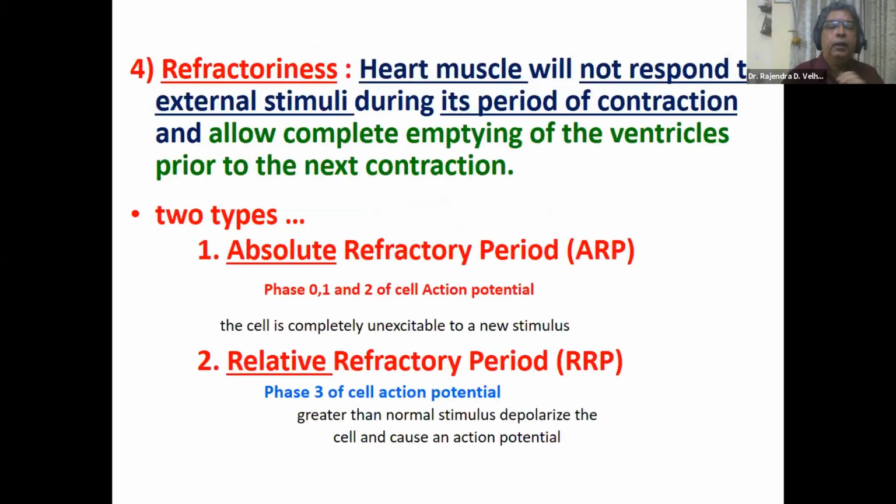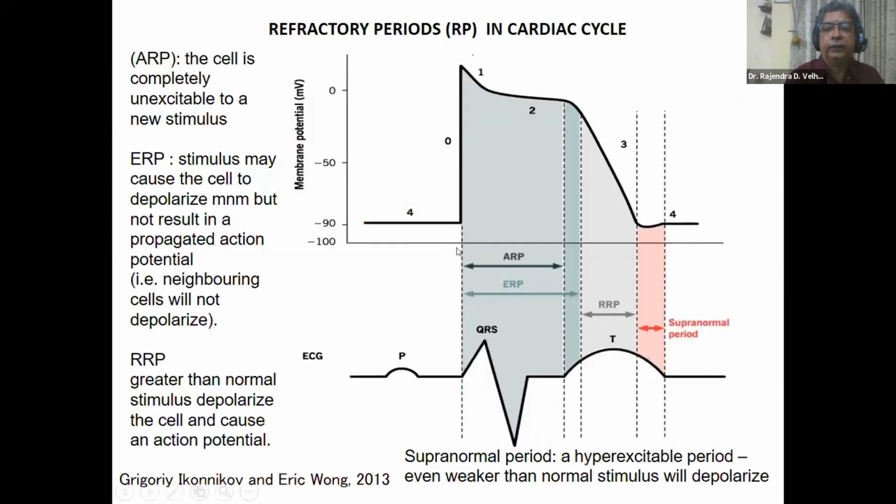The fourth property is refractoriness. The heart muscle will not respond to external stimuli during the period of its contraction, and this allows complete emptying of the ventricles prior to the next contraction. Otherwise, there would have been chaos. Now, there are two types of refractory periods: one is the absolute refractory period, and the second is the relative refractory period. We'll understand it better by the figure rather than by direct explanation.